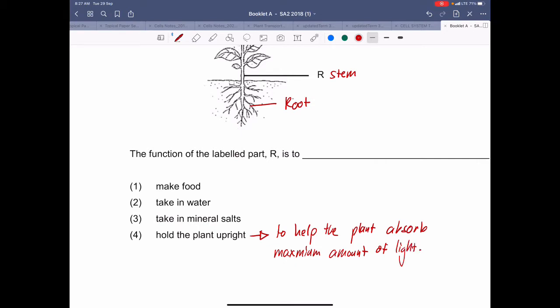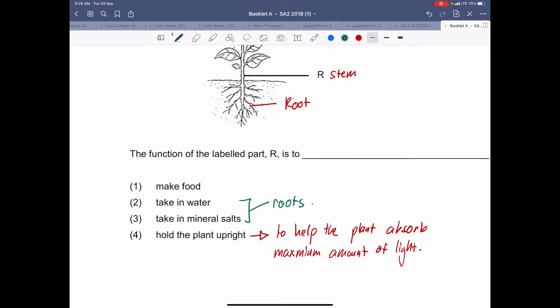Okay, think about it. Why? If the leaves are drooping, if the whole plant is bent downwards, your leaves are not upright, it cannot absorb any light. It may be blocked by other leaves or whatever object. Taking in of mineral salts and your water, these two, this is the function of your roots.